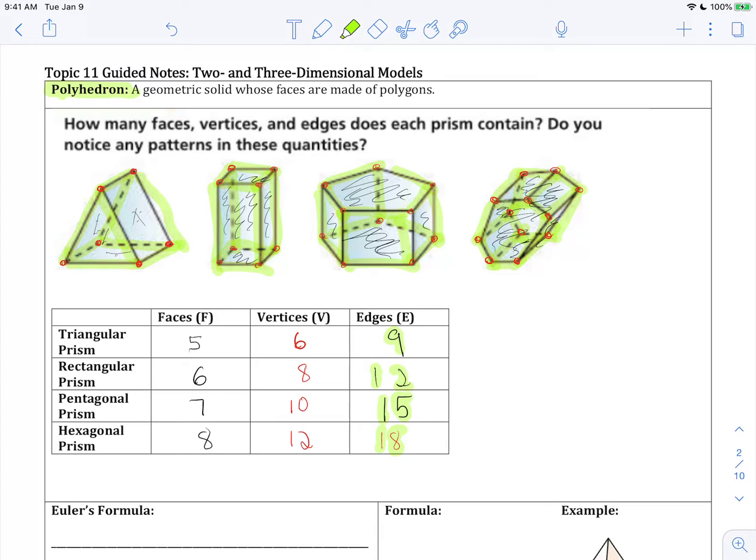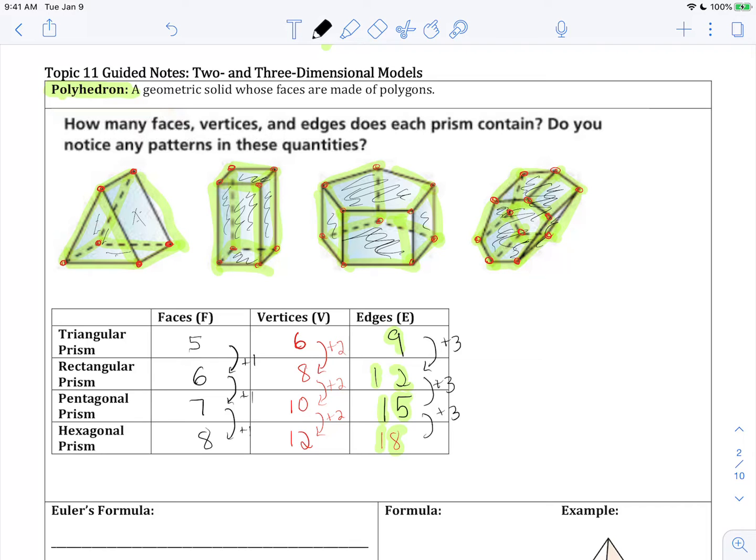Take a second and look, what's the relationship between any of these numbers? Well, you notice here, it's going up by 1 each time. So plus 1, plus 1, plus 1. Here, we're going up by 2 each time. And then here, we're going up by 3 each time. Right?